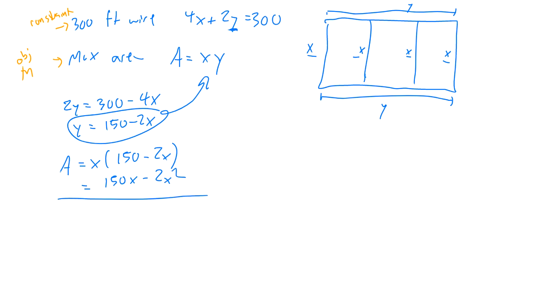And now, if I want to, I can even write that as A of x, because the area function is now a function just of x. So to find the points, I'll take A prime of x and set it equal to 0. The derivative of that is 150 minus 4x. When I set that equal to 0, I have 4x equals 150, so x is 75 over 2, so 37.5.